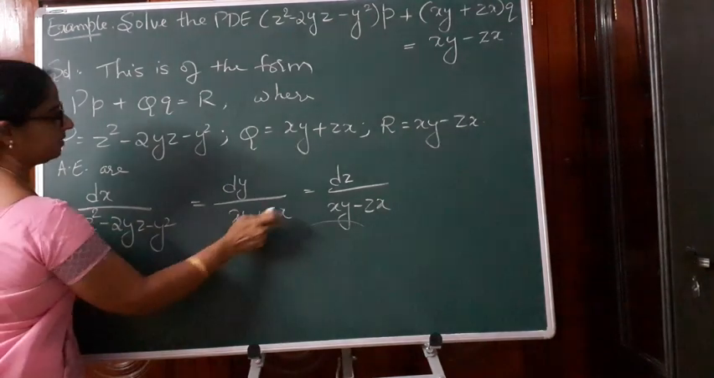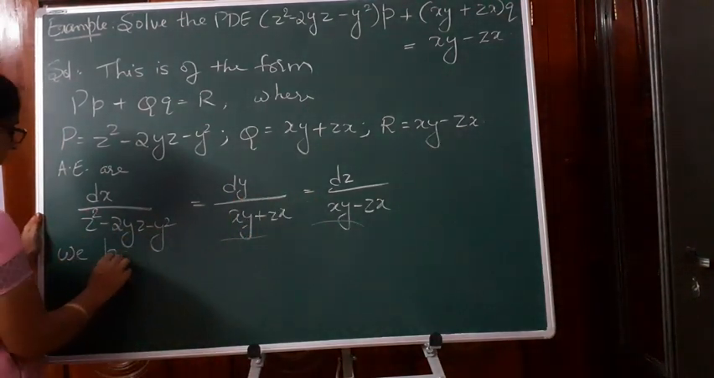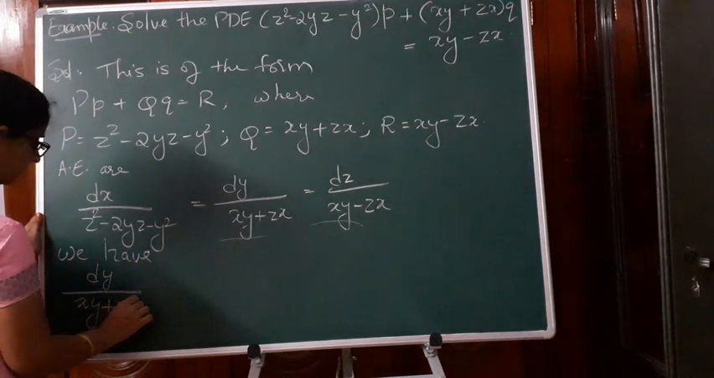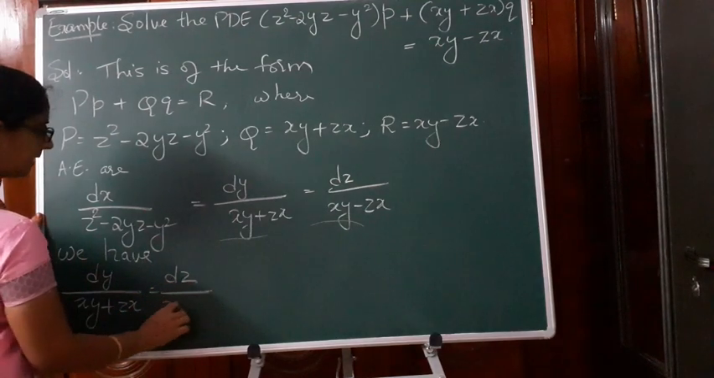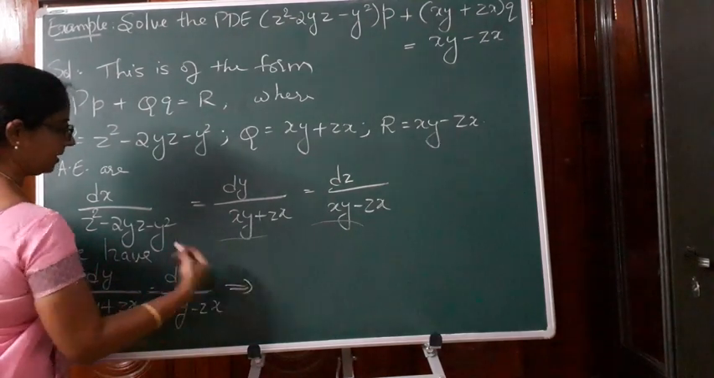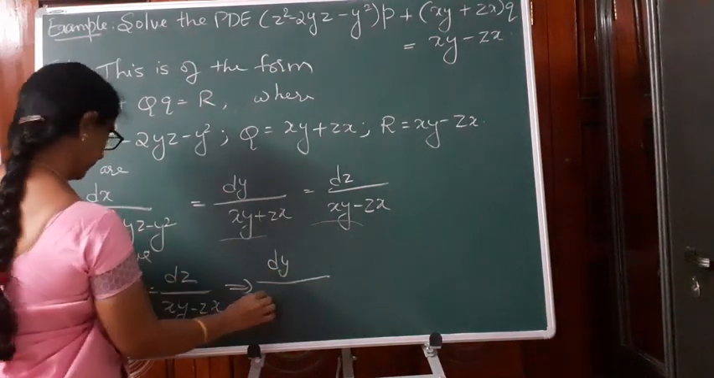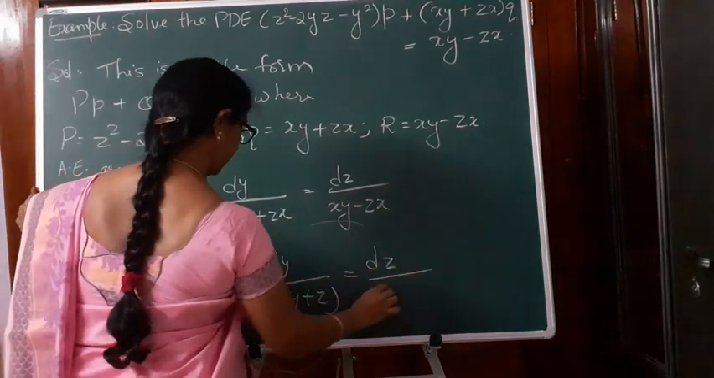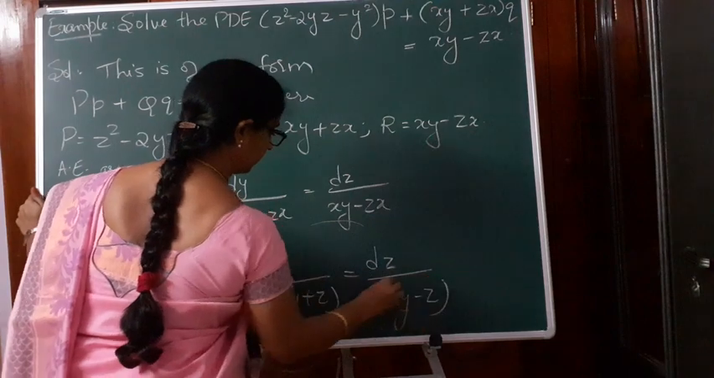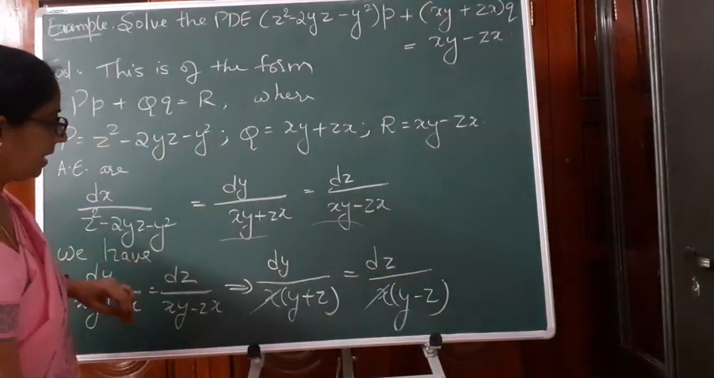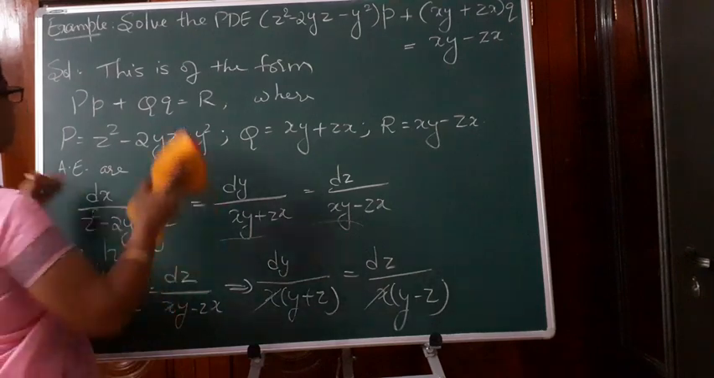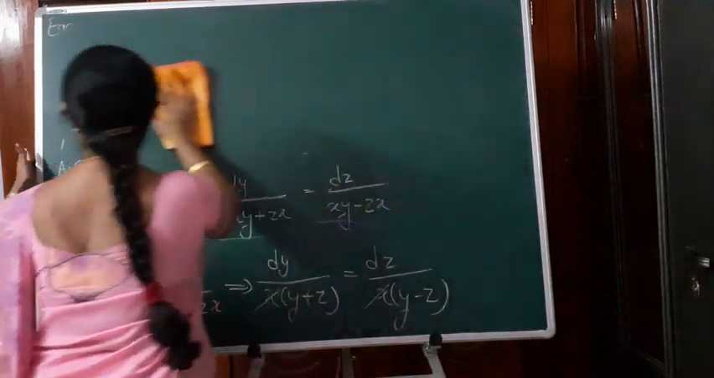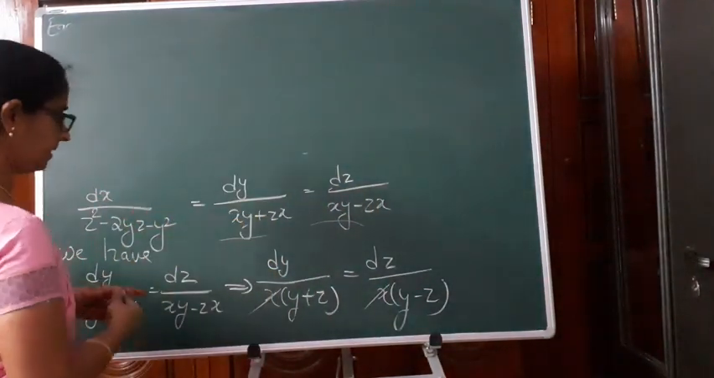So consider 2 and 3 terms. So we have here dy by xy plus zx is equal to dz by xy minus zx. This can be written as dy by x into (y plus z) is equal to dz by x into (y minus z). Now let us cancel x on both sides. Now we will cross multiply and simplify the terms, and let us check whether we can integrate and find one solution. So if we cross multiply the terms, what do we get here?